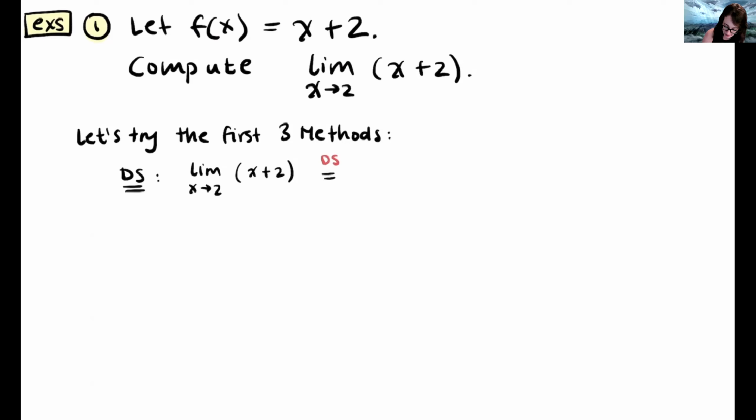that what we're doing across this equals is directly substituting, and we're going to put a ds. So we're just going to plug in the 2 here. We're going to let x equal 2. All right, so we're going to put a 2 in for x, and so we get 4 as our limit.